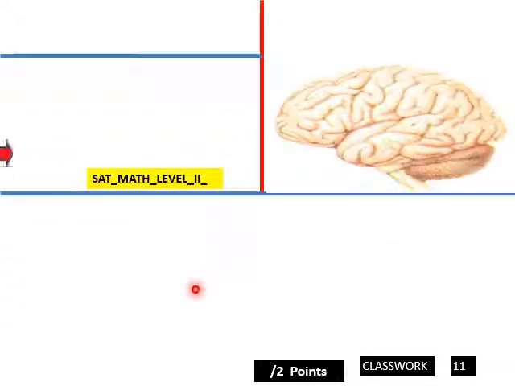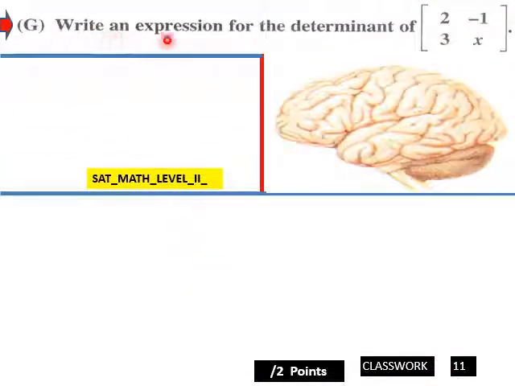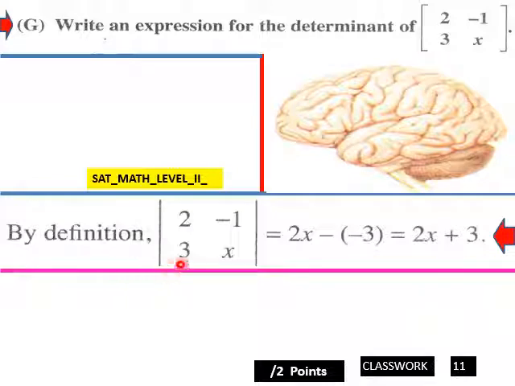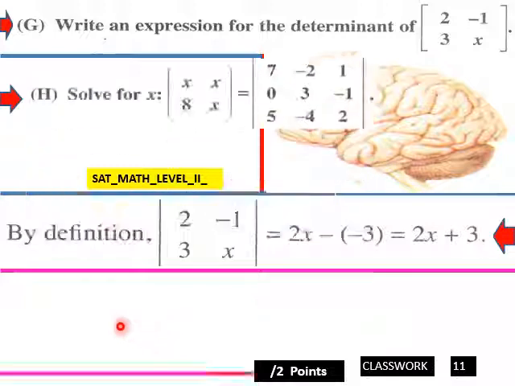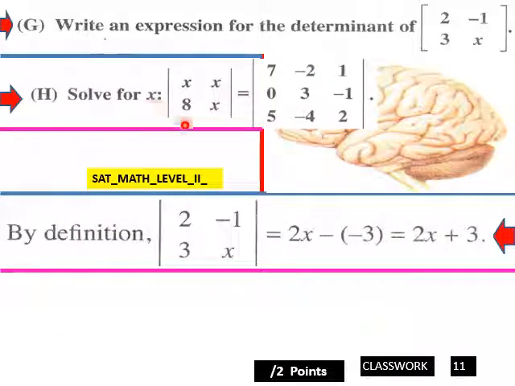So we're going to get into one. Write an expression of this determinant here, 2, -1, 3, and x. So by definition, we have 2x and 3 times -1. So we get 2x minus -3 here, which becomes 2x plus 3. And then solve for x in this situation here.